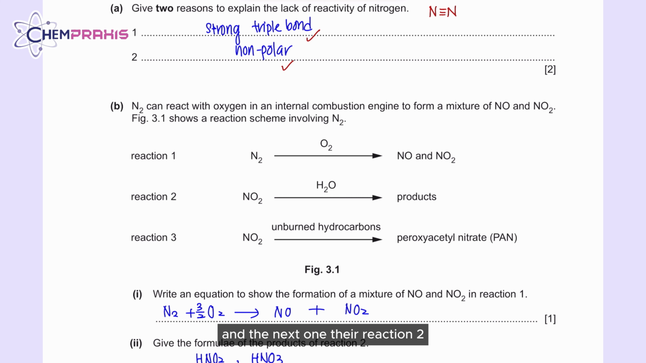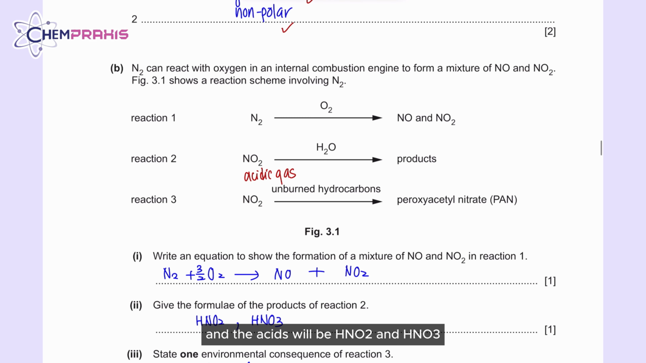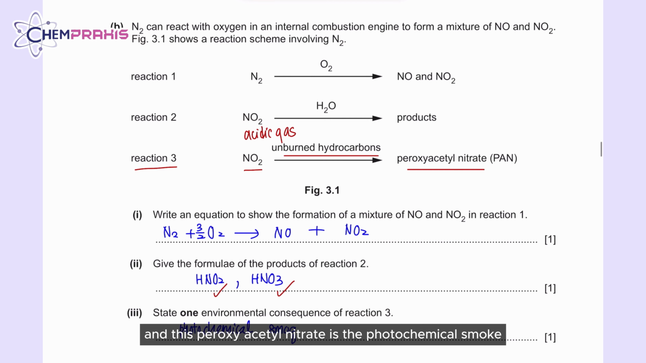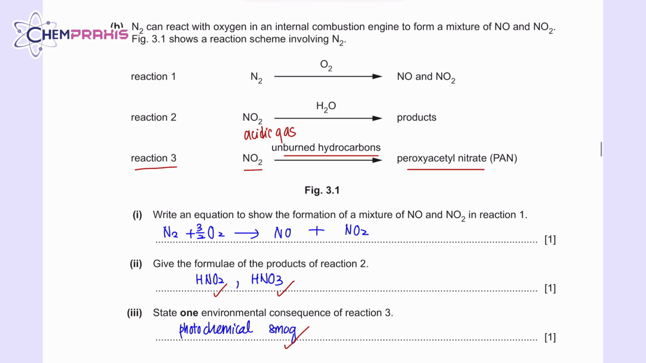And the next one, reaction 2, NO2 reacts with H2O to form the products. So when NO2 reacts with H2O, since NO2 is an acidic gas, it will form acid rain. And the acids will be HNO2 and HNO3. And for the third reaction, when NO2 reacts with unburnt hydrocarbon, it will form peroxyacetyl nitrate. And this peroxyacetyl nitrate is the photochemical smog.